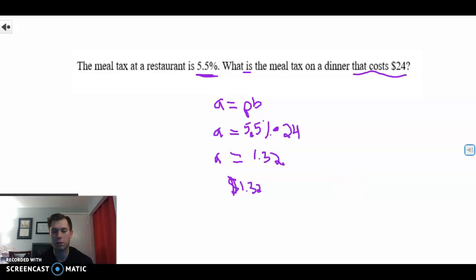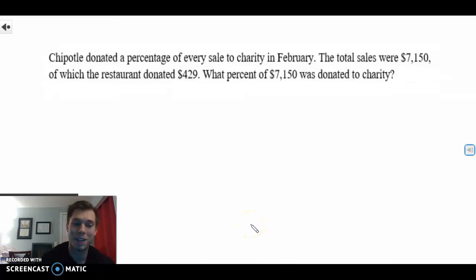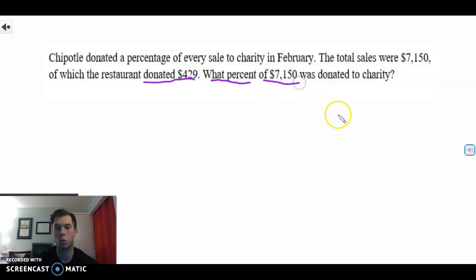All right, last question for you guys here. Another food-related question. Chipotle donated a percentage of every sale to charity in February. The total sales were $7,150, of which the restaurant donated $429. What percent of $7,150 was donated to charity? Ooh. So, take a moment. I want you guys to use the equation A equals PB. Try to solve this one on your own.